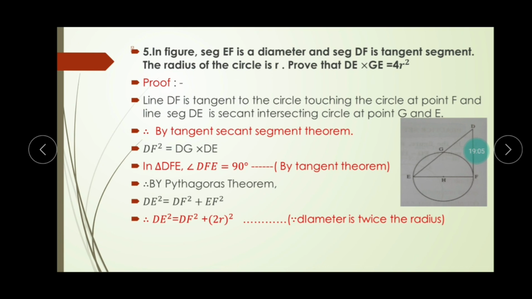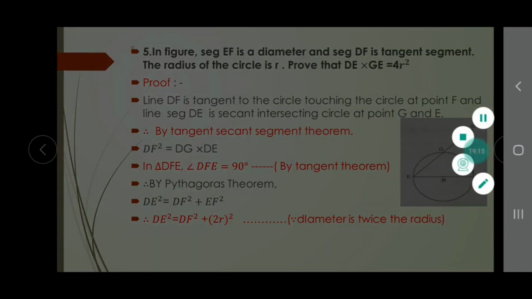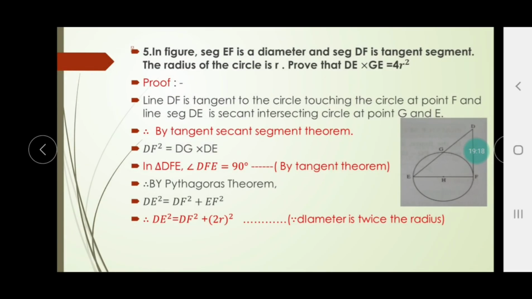Last problem of the exercise. In the figure, segment EF is a diameter, and segment DF is the tangent to the circle. Radius of the circle is R, and we have to prove that DE into GE is equal to 4R square. Very interesting problem, and it's really very enjoyable to solve such types of problems.